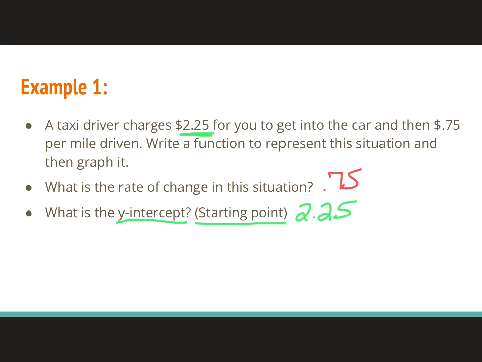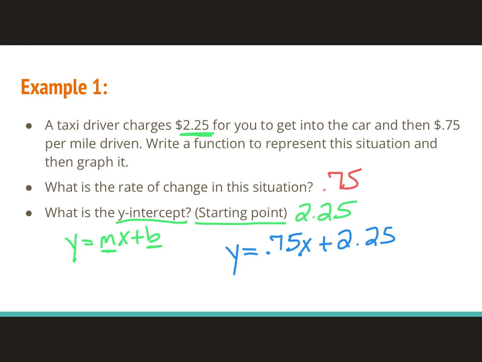$2.25. So then to write our function, remember that we're going to write this in y equals mx plus b. m is your rate of change. b is your starting point. So I can write this as y equals 0.75, my rate of change, times x, plus 2.25. So once you've found your rate of change and your y-intercept, you're just filling them in for m and b in your equation.